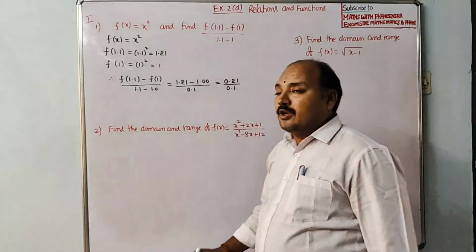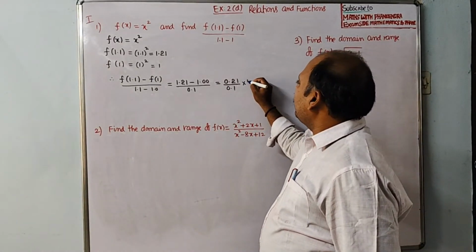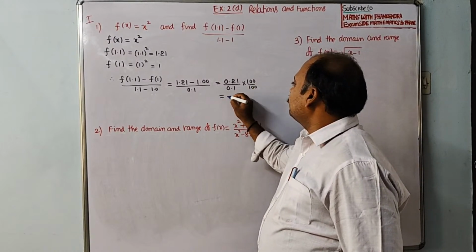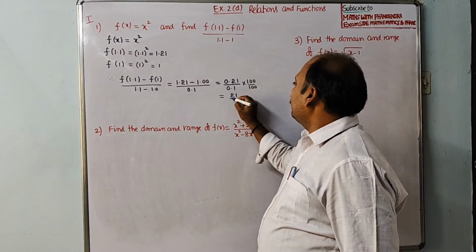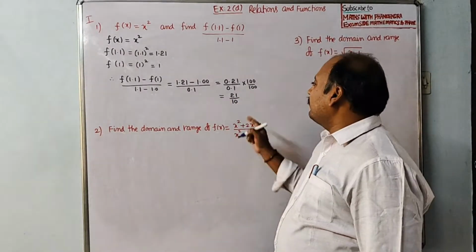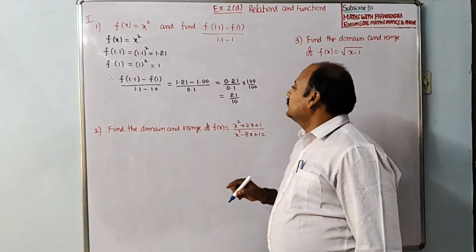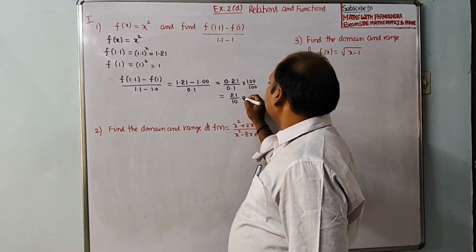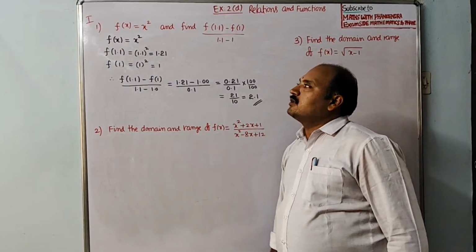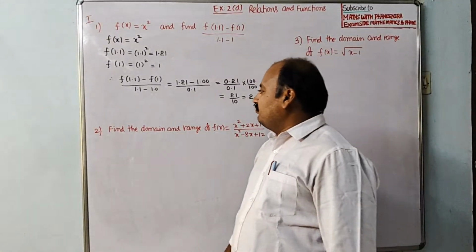Sorry, that is 0.1. Multiplying and dividing by 100, the numerator becomes 21. The denominator becomes 10, since 0.1 means 1 by 10, and 1 by 10 into 100 is 10. So 21 by 10 is 2.1. This is the final answer for the given question.